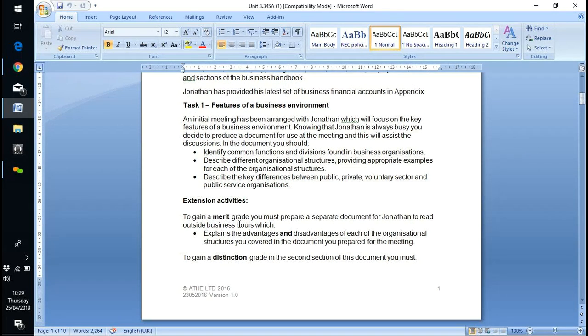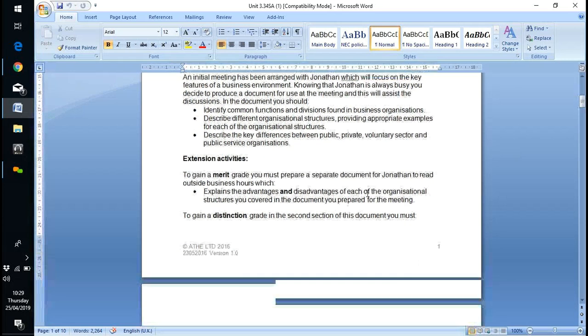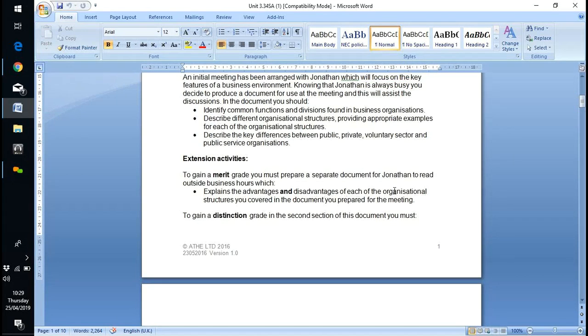So the extension activities is, to gain a merit, you must prepare a separate document for Jonathan to read outside of business hours, which explains the advantages and disadvantages of each of the organisational structures you have covered in the document you prepared for the meeting.